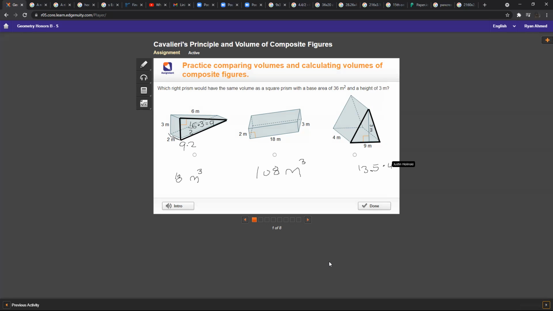And I'm going to just be lazy. 13.5 times 4 gets me, come on, Google, 54. Oh, and I guess they actually want us to find this one too. They don't give us the actual volume. They just give us the information to find the volume. So it's a square base. The base area is 36. The height's 3. 36 times 3 is 72.